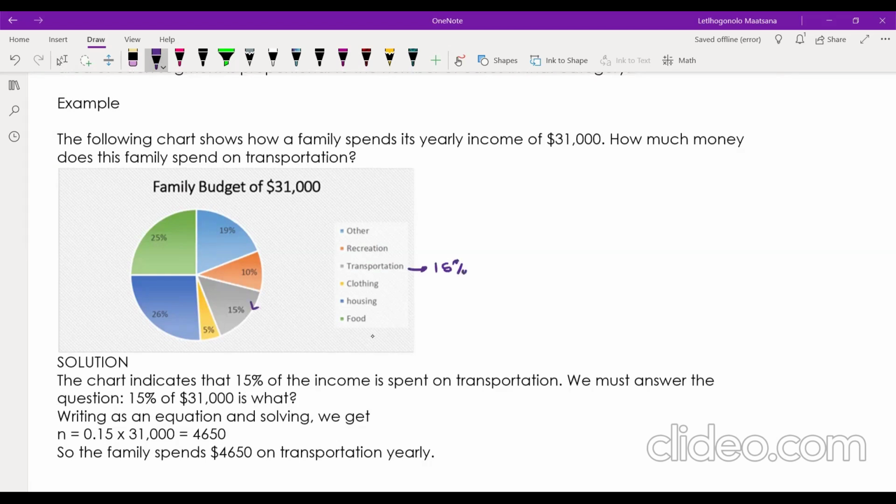of our pie chart. This means that 15% of the pie of the $81,000 goes to transport. So we can calculate that, saying the amount that goes into transport would be the 15% multiplied by the total, giving us $4,650.